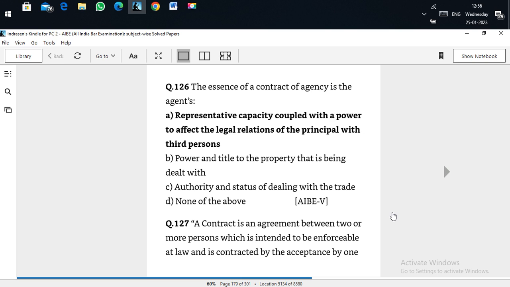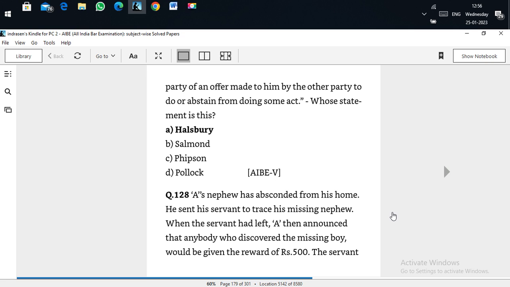A contract is an agreement between two or more persons which is intended to be enforceable at law and is constituted by the acceptance by one of the parties of an offer made by the other party to do or abstain from doing something. This statement is based on Halsbury.